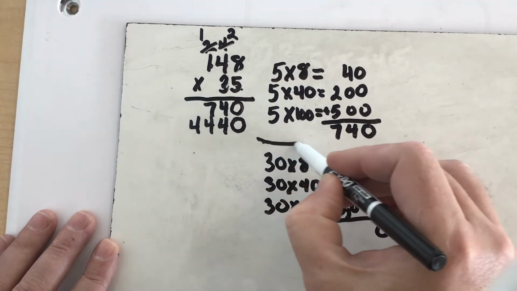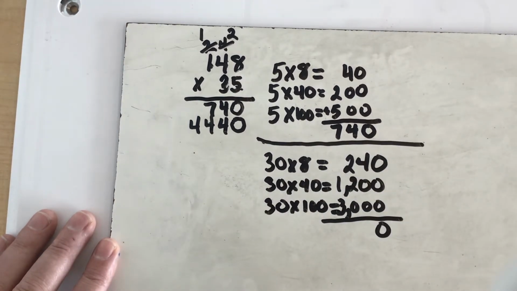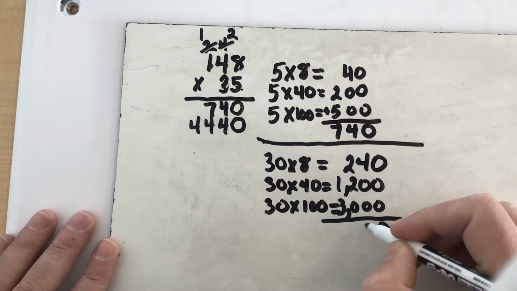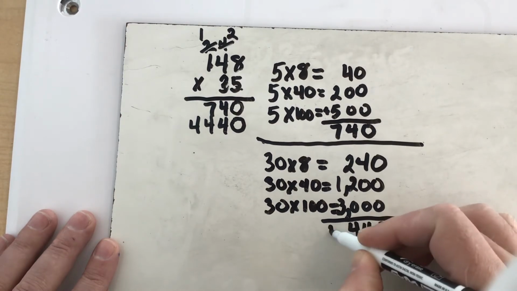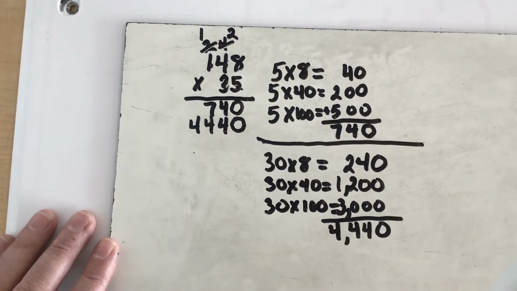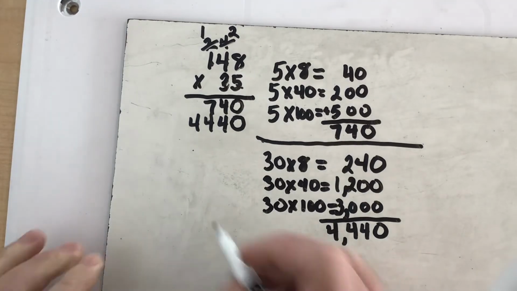So something I like to do is draw a line just in case we accidentally try to add the 740. So that's just a little trick you can use. So I do indeed get a total sum of 4,440. And so now I'm ready to add.